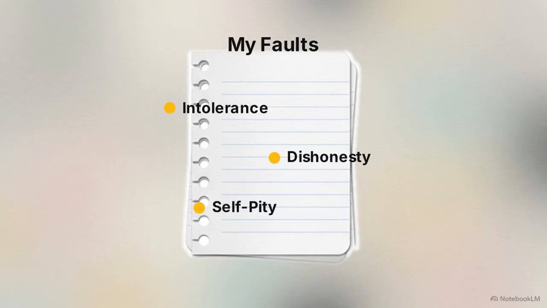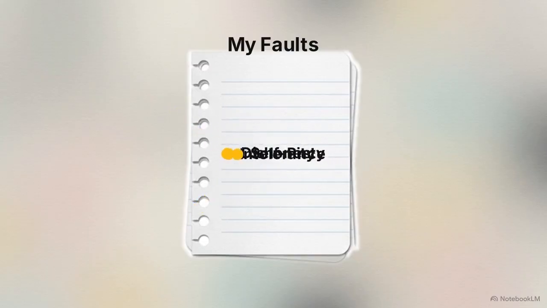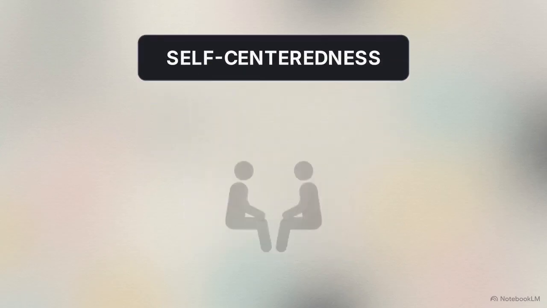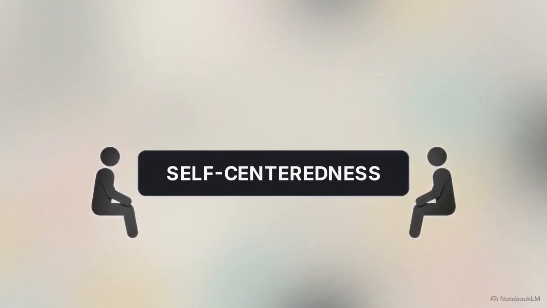Search your history for specific manipulative behaviors. Document the moments where you were intolerant, where you lied to get your way, or where you used self-pity as a weapon. Dissecting these relationship failures on paper exposes exactly how self-centeredness blocks your capacity for healthy, equal partnerships.